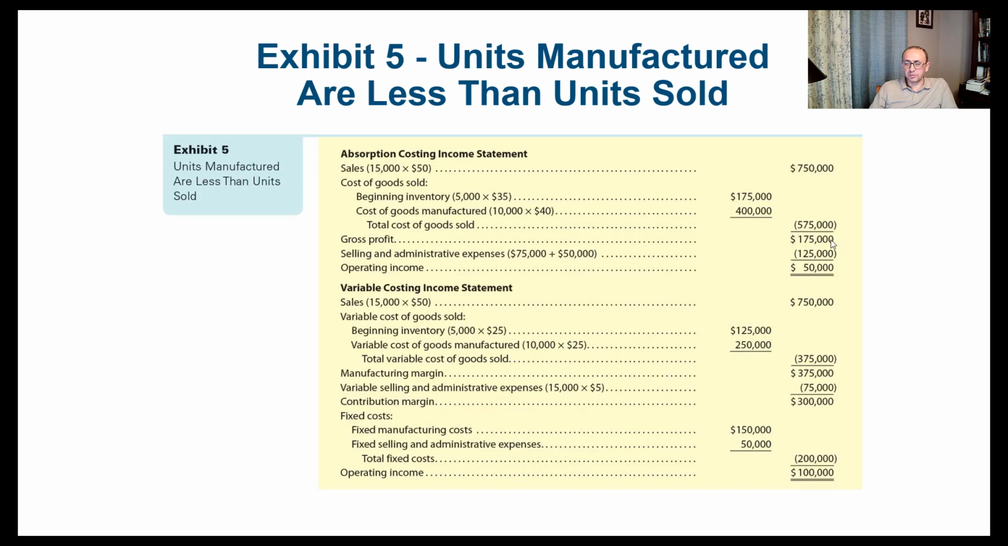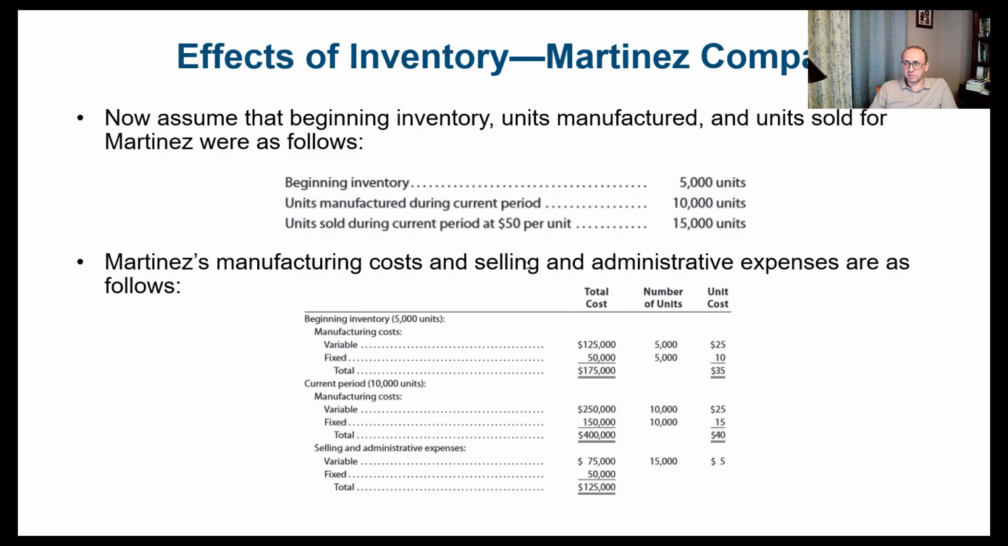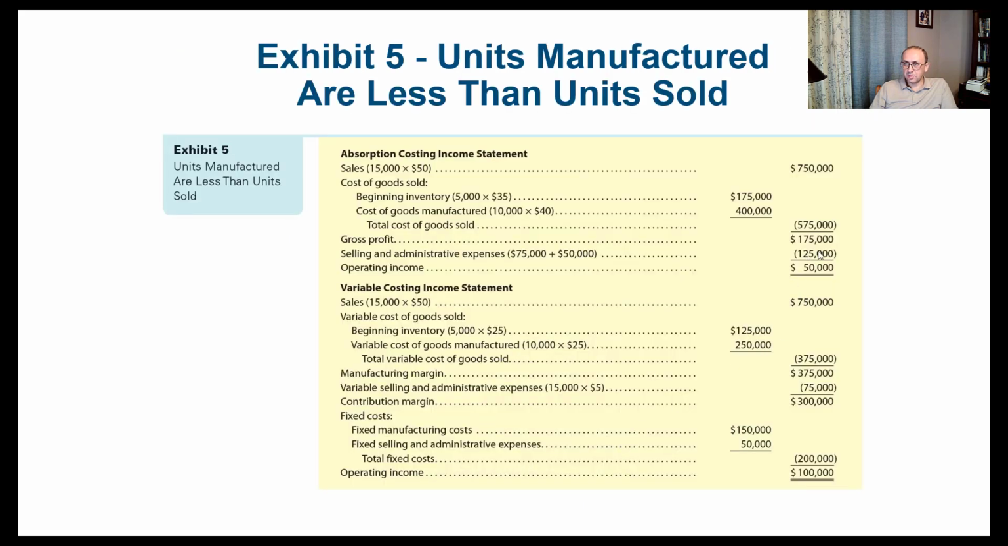And that's the first step. We subtract selling and administrative expenses, both variable and fixed. Selling and administrative expenses, we have variable and fixed. We add them together, 125,000. If we subtract it from gross profit, we get an operating income of 50,000.